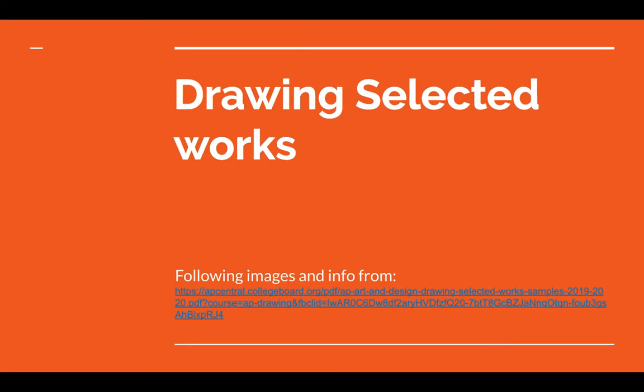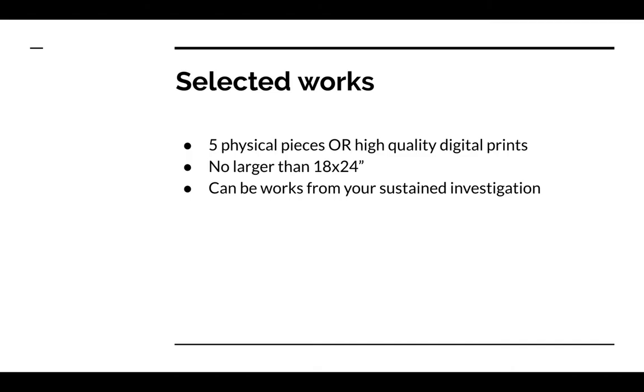Okay, so we talked about the overall portfolio and how there's two parts, the sustained investigation part and then the selected works. And we looked at a lot of examples of sustained investigation. And now we're going to go ahead and look at selected works to make sure you have a better understanding of that. So to review, the selected work section, those are 5 physical pieces.